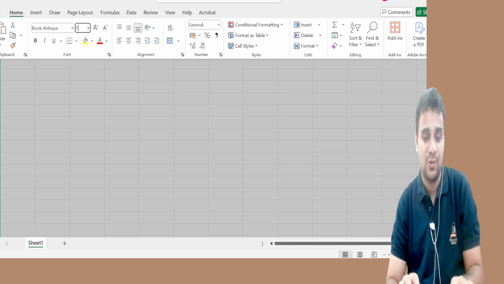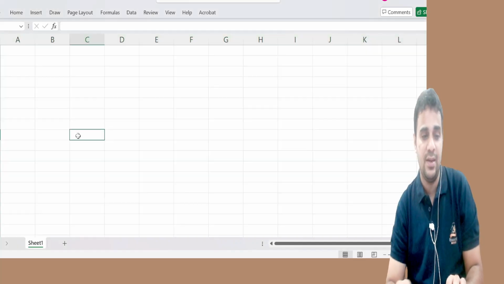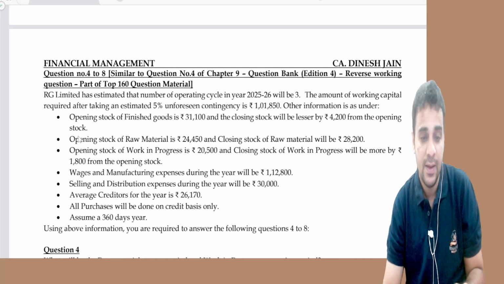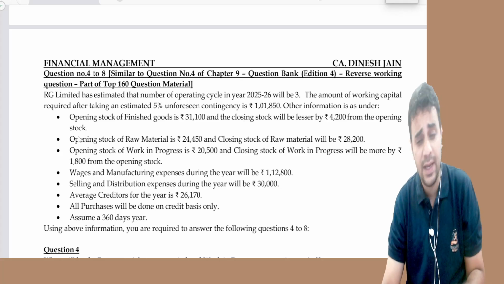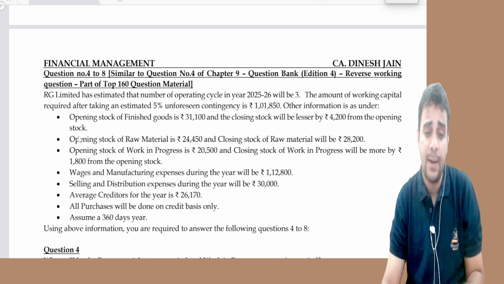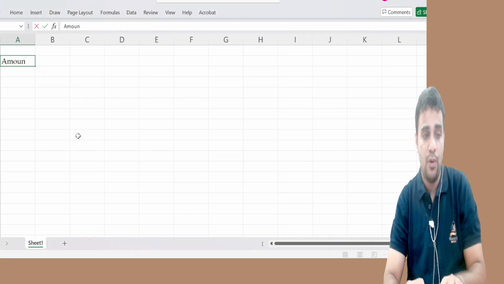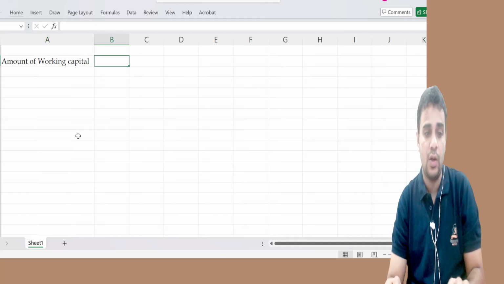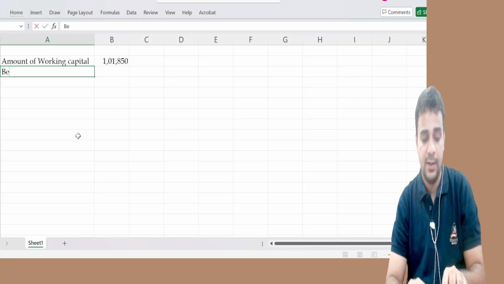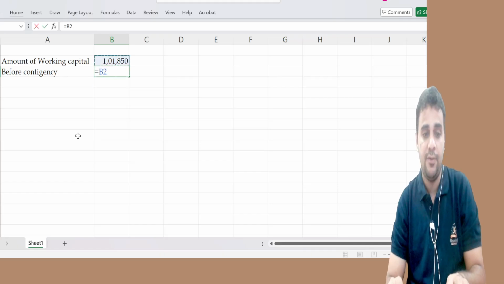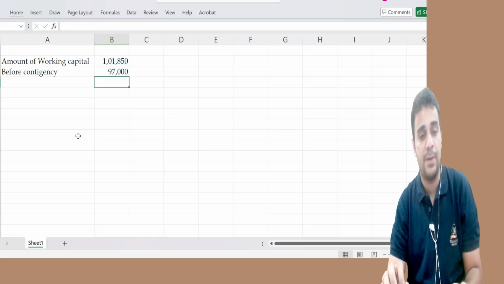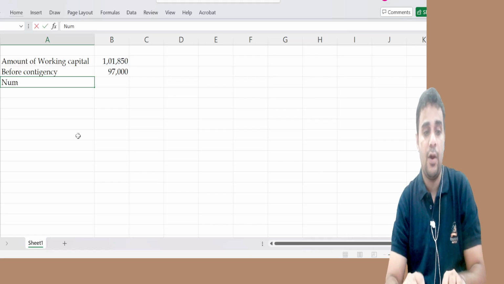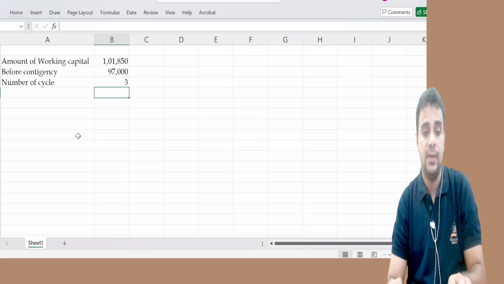Even later on, some students see this as a good question. Nice problem they have given. They said number of working cycles is 3, and amount of working capital after contingency is 101,850. This is after contingency. Before contingency, the figure is this divided by 1.05. I'm removing 5%, and number of cycles is 3 times.